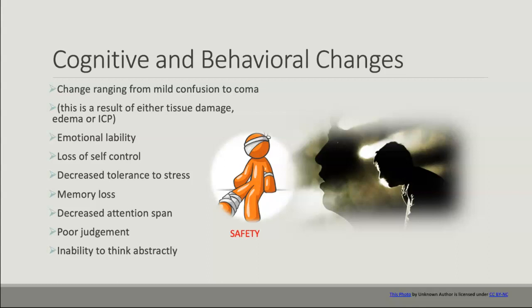And there's tissue damage and edema that can result in the deficits, but also increased intracranial pressure, which I do not go into in great detail in this presentation because you guys have a whole exemplar on that. In 222, you will really dive into increased intracranial pressure and treatments for that when you get there. There's emotional lability, so this means they can go from talking to you to crying or laughing inappropriately, loss of self-control, decreased tolerance to stress, memory loss, decreased attention span, poor judgment, and that inability to think abstractly. So if you think back to when you're a young child and you can't think abstractly, everything's very concrete, they kind of go back to that.